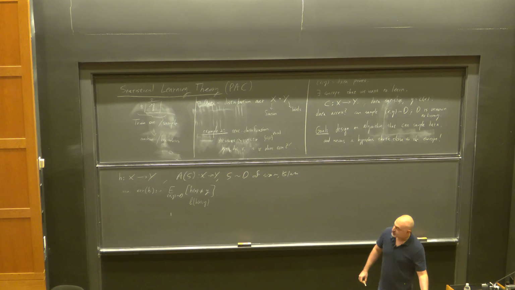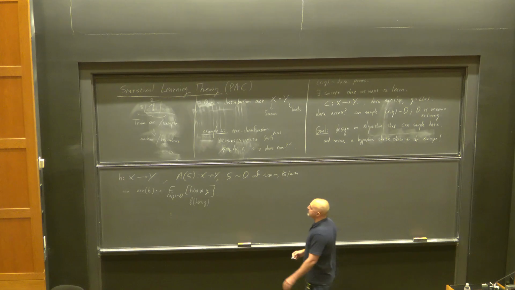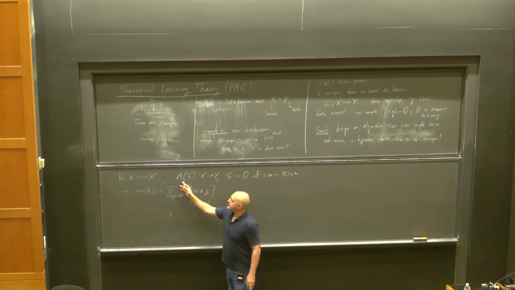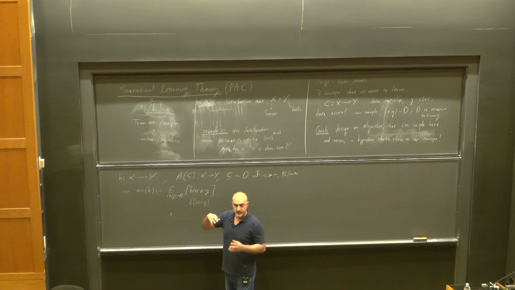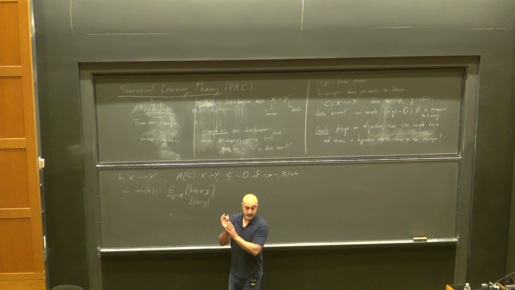No difference. I mean, h is just a general name for a hypothesis. A of S is a particular hypothesis that's generated by an algorithm that sees S samples. But it's exactly the same object. And both of these are the same object as a concept, because they're all mappings from feature to label.